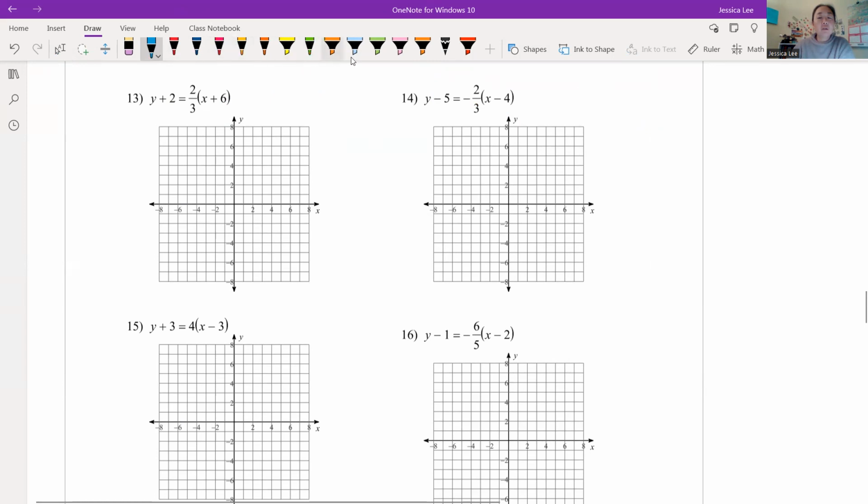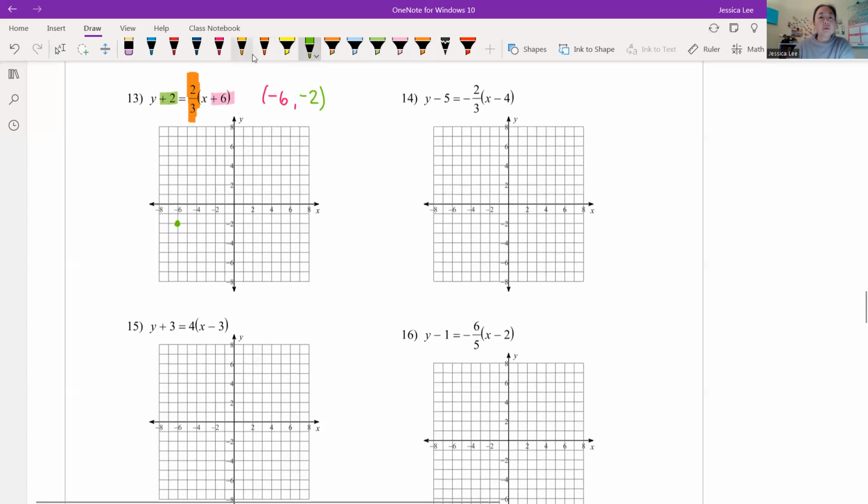All right, again, our point is going to be, see, this is positive 6. This is going to be negative 6 for x. Then my y is going to be negative 2. It's opposite of that, so we got negative 2. All right, there's our point. Our slope is going to be 2/3. It's already in a fraction. That's good. So we're going to go to negative 6, negative 2.